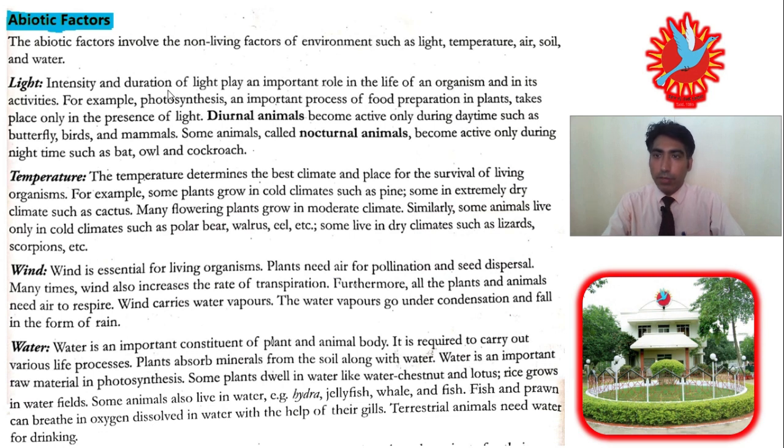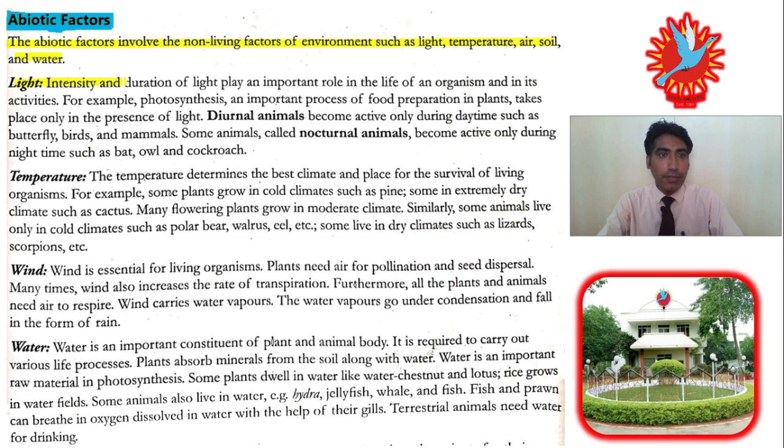Now we are going to discuss the different abiotic factors of an ecosystem. The abiotic factors involve the non-living factors, we already know that, such as light, temperature, air, soil and water. One by one we will discuss the role of these abiotic factors for our ecosystem.